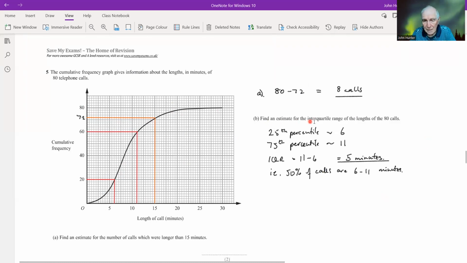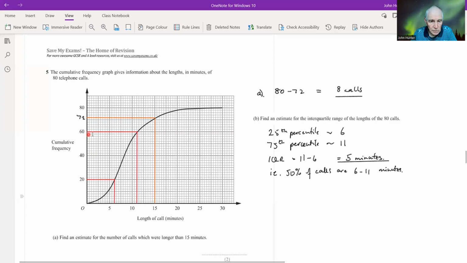Then it says find an estimate for the interquartile range of the lengths of the 80 calls. Well, the interquartile range is the range between the two quartiles, and since we've got 80 telephone calls, the lower quartile, a quarter of 80, is 20. The upper quartile, which is 3/4 of 80, is at 60. The median, of course, is the 50th percentile, and that would be at 40, but we're not actually interested in that on this particular problem.